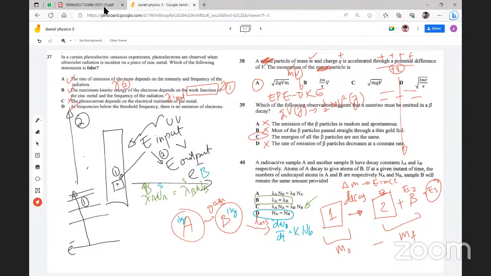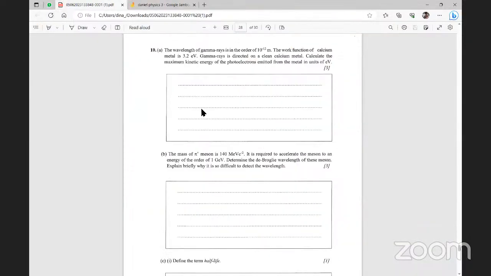Let's go back to the question. What does the question say? The work function for calcium metal is 3.2 eV. Does that make sense now? Gamma ray is directed at calcium metal. Does that make sense? Photoelectric, does that make sense? Calculate the maximum kinetic energy, and so on.